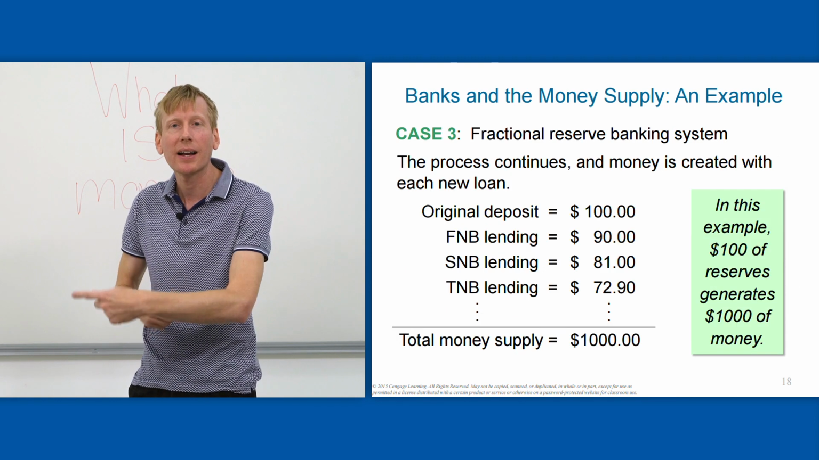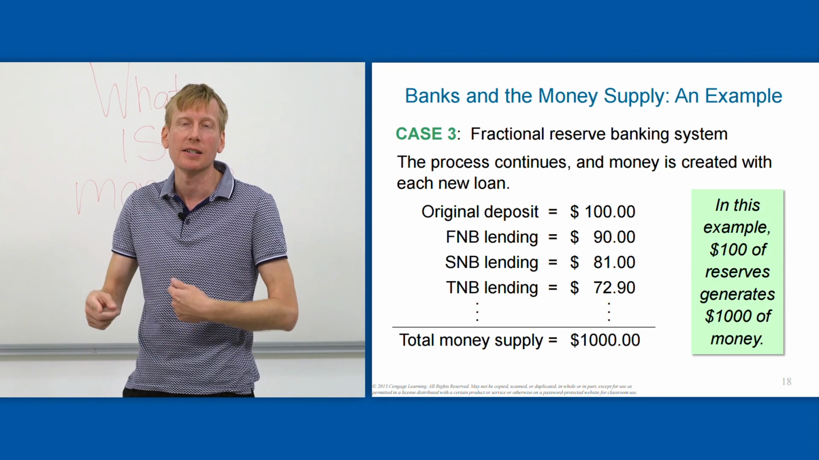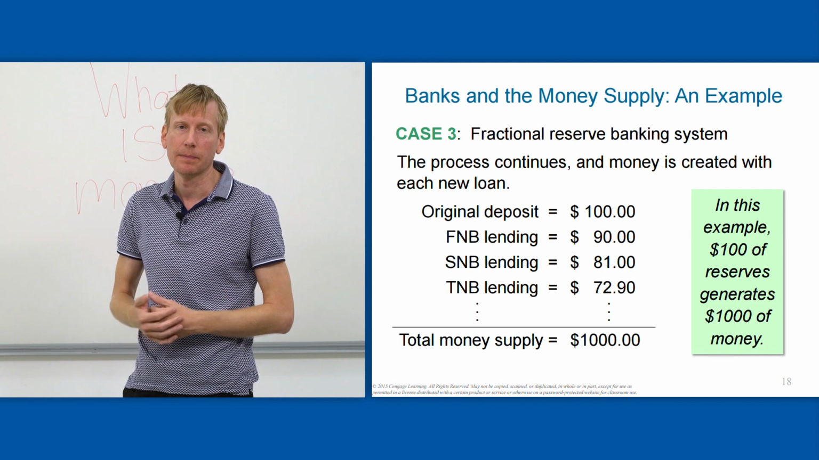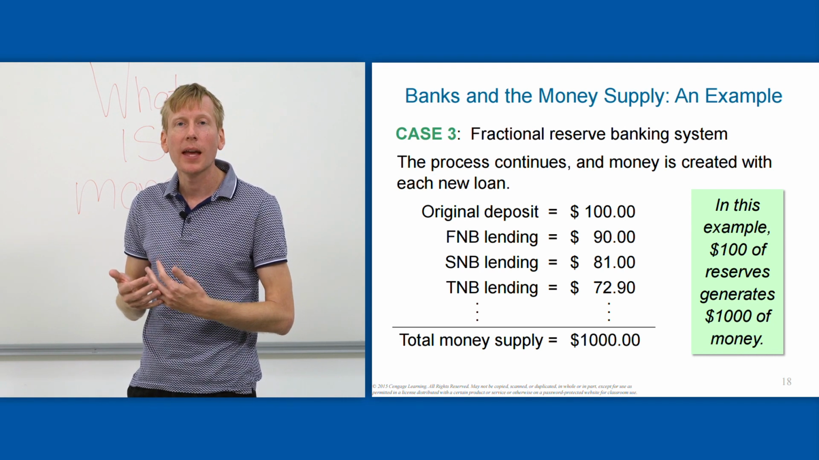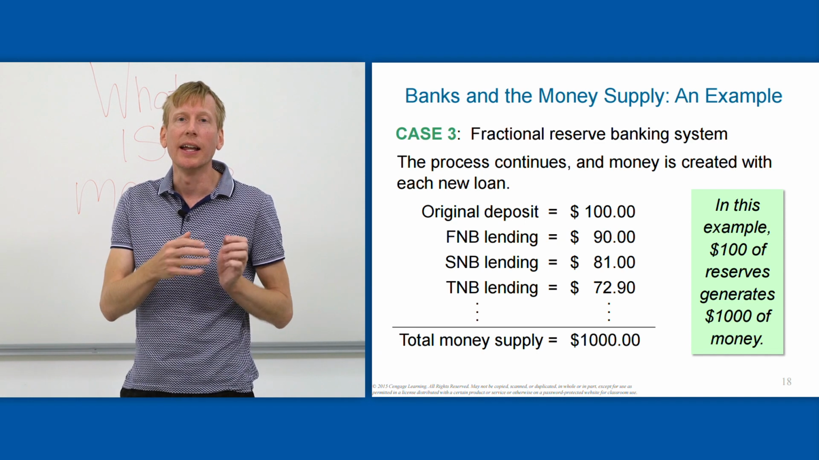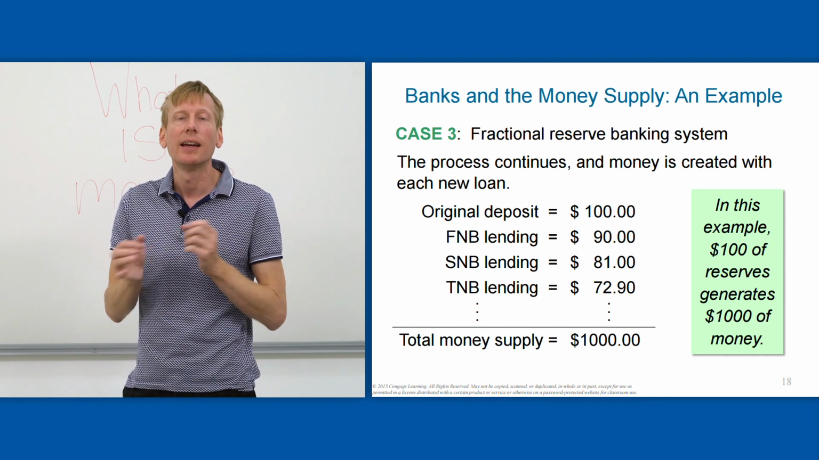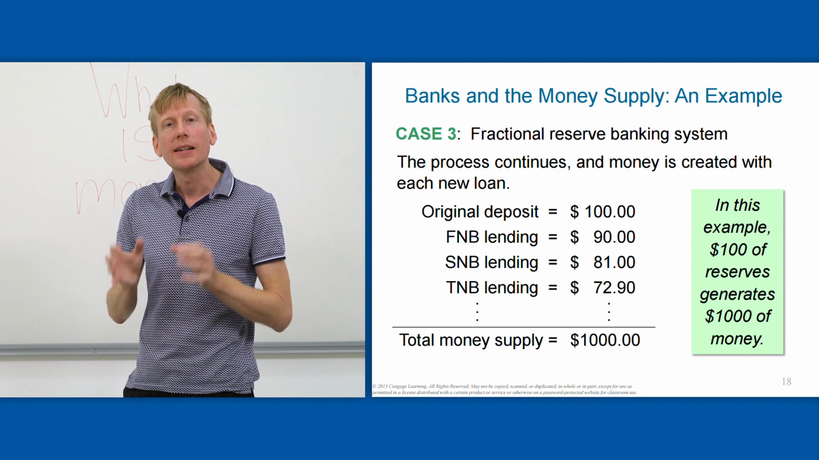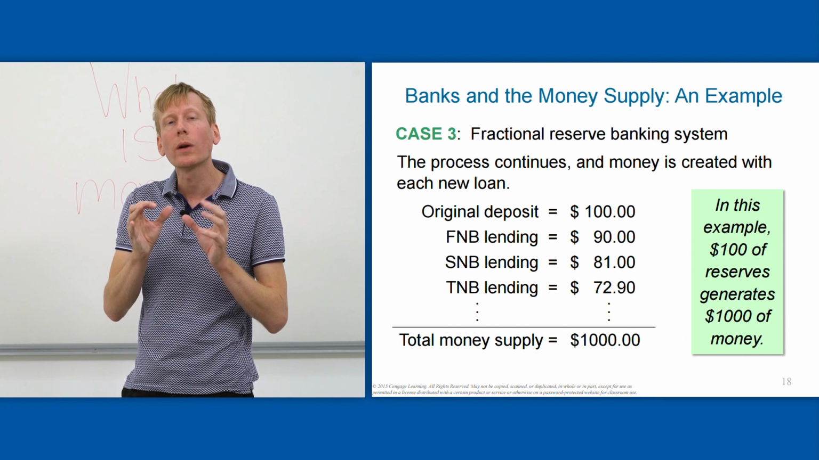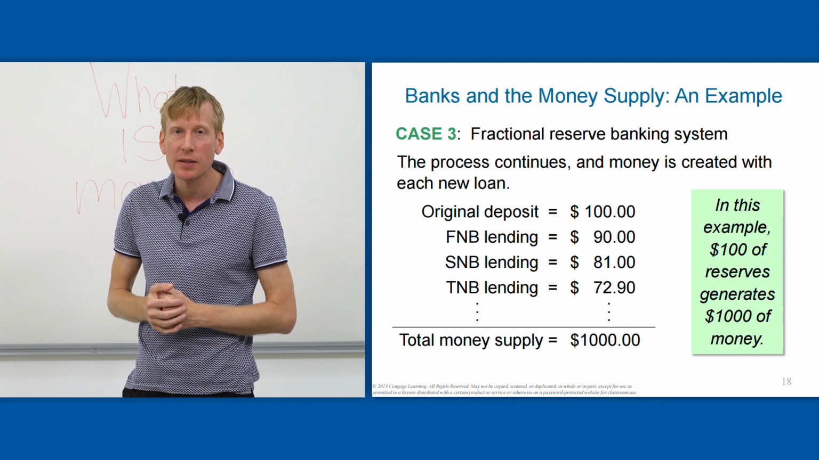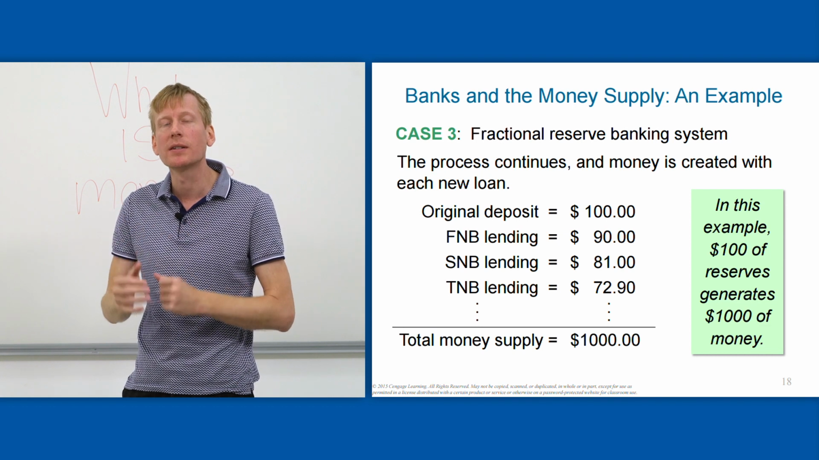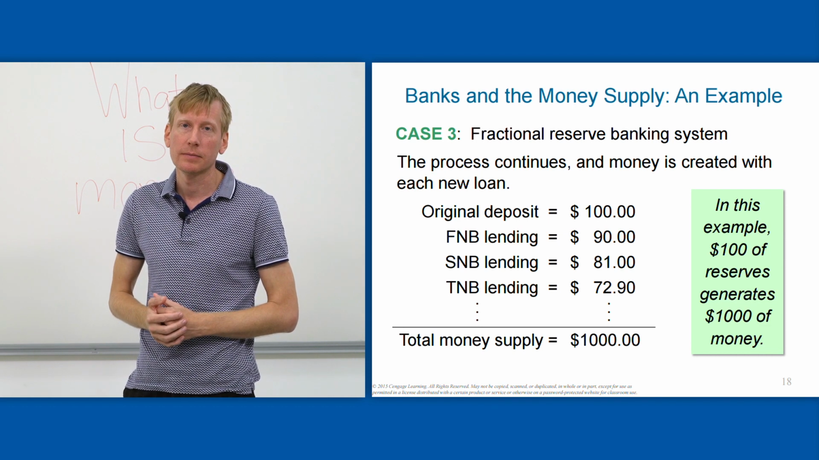As that money goes back and forth through the banking system, through the financial system, the end result, as this money is deposited and lent, and deposited and lent, and deposited and lent, is that we'll wind up with a total of 100 in additional reserves, but 1,000 money supply.